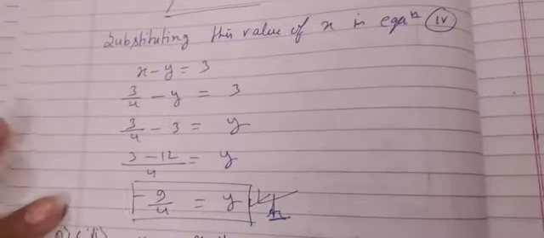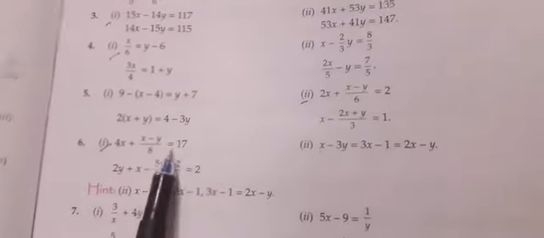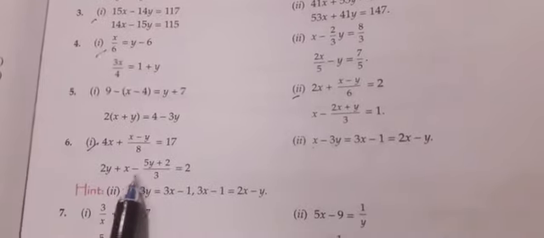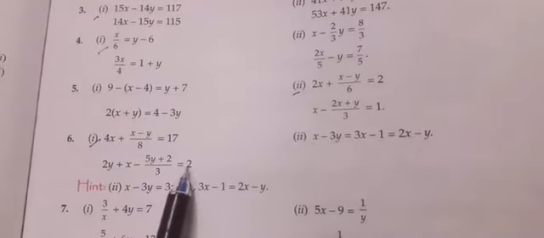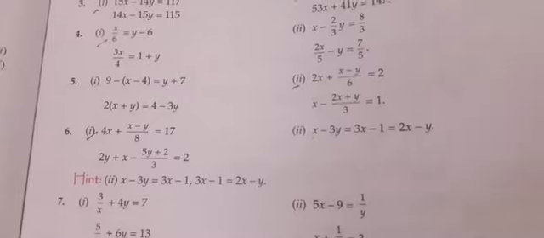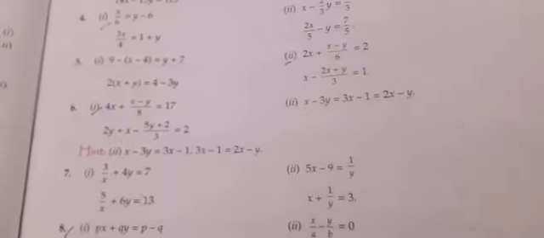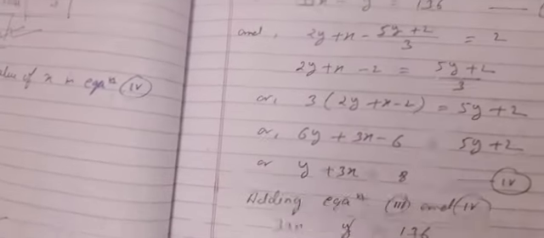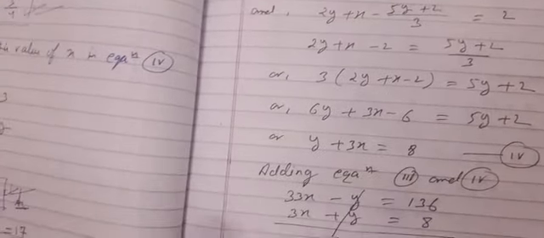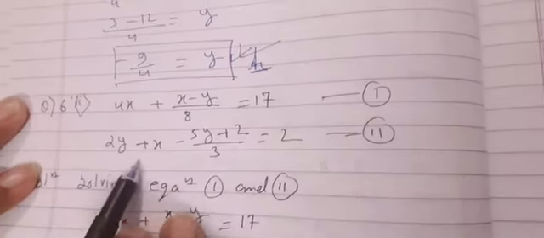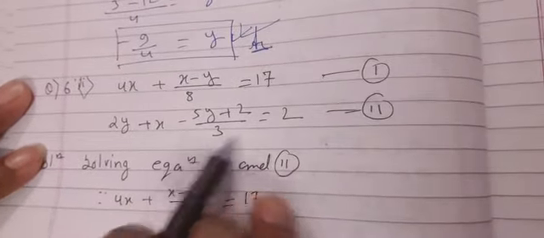Now see question number 6 first. The question was 4x plus (x minus y) upon 8 is equal to 17, and 2y plus (x minus 5y plus 2) upon 3 is equal to 2. We have to find the value of the variables. Now I have copied the equations: 4x plus (x minus y) upon 8 is equal to 17, and 2y plus (x minus 5y plus 2) upon 3 is equal to 2.